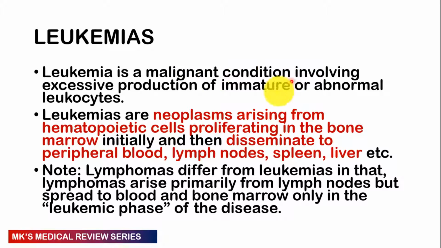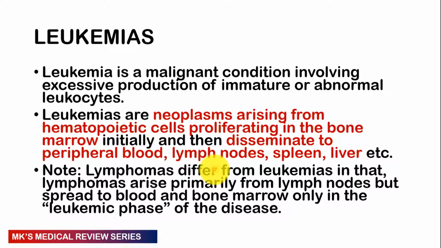So this is a malignant condition involving excessive production of immature or abnormal leukocytes or white blood cells. It is a neoplasm arising from the hematopoietic cells proliferating in the bone marrow, but it can also spread and disseminate to the peripheral blood. It can spread to the lymph nodes, the spleen, and the liver, and so on.